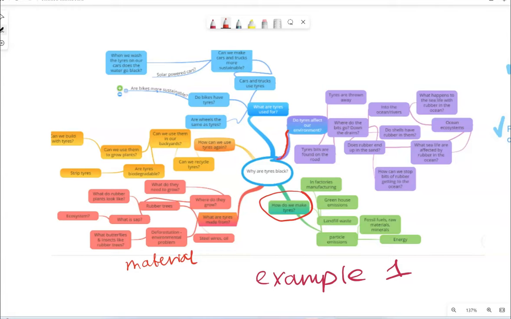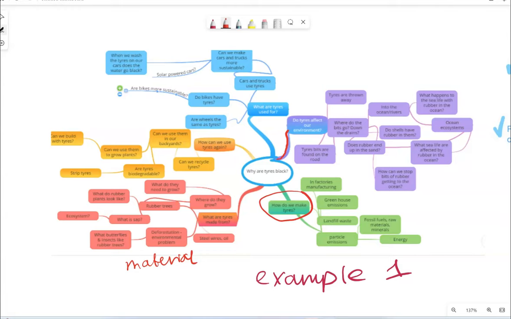Because children can actually see that ties are used sometimes for decoration, for gardening. Can we actually use them to grow plants? Are they okay? Are they biodegradable? And what does this word mean?